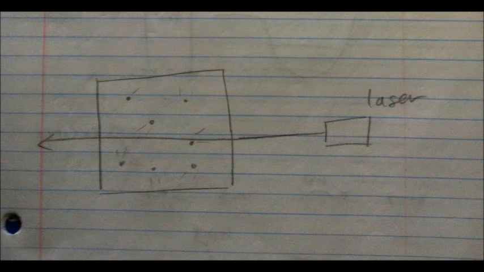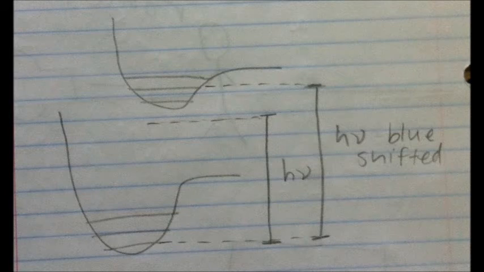Now, if you have a particle moving just fast enough towards the laser, it's going to see a laser that's blue shifted, which means it's higher in energy. And therefore, if it's moving at just the right pace, it's going to come into contact with a photon that's just the right energy to electronically excite that particle.